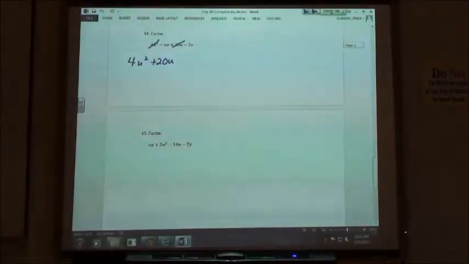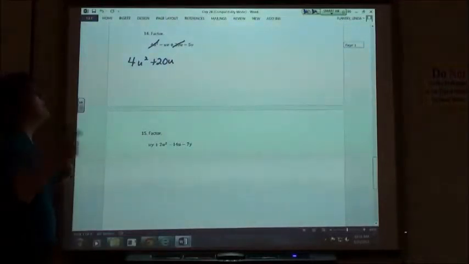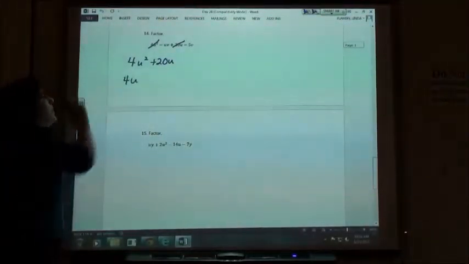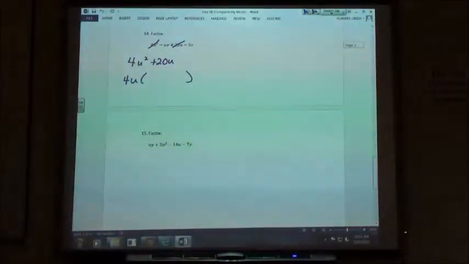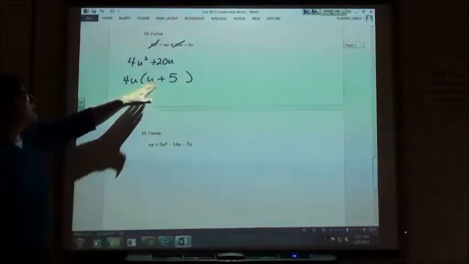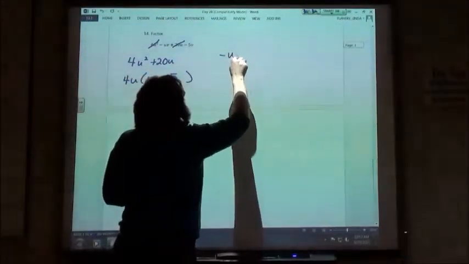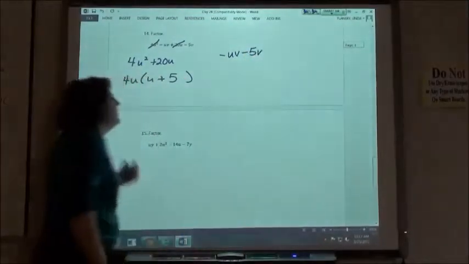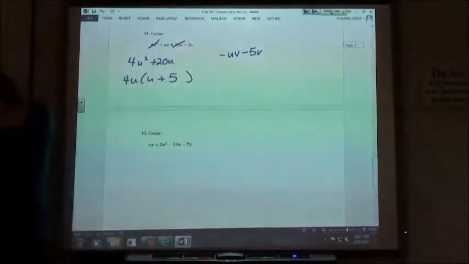So 4u squared and 20u, both are divisible by 2 in u. Bigger than 2? 4 in u, right? 4 would be my greatest common factor, so 4u. If I divide the 4u out of both of those, I get u plus 5. So again, on my other two terms, I know I want the one with the u first. So the minus uv with the minus 5v. I want to end up with a positive u, so what do I need to divide out of my negative uv?